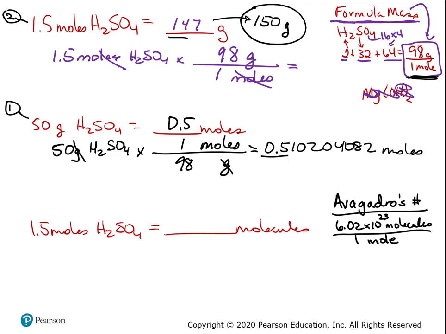So let's set this one up. What do I know? So 1.5 moles, and you can put H2SO4, you can leave it off. It's just telling you what that thing is. Times in a line. What goes on the bottom? Mole. Moles. It's 1. Yep. And what goes on top? 6.02 times 10 to the 23rd molecules.